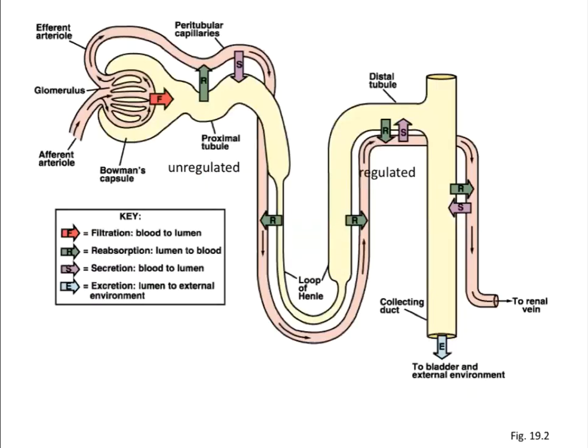So now let's look at the process. There are 4 processes that happen in the nephron. The first one is called filtration. So the blood comes from the afferent arteriole, goes to the glomerulus. Glomerulus is like a balloon, and the capillary is a leaky area. So once you put water into the balloon, hydrostatic pressure can push the plasma out. So that process is called filtration.